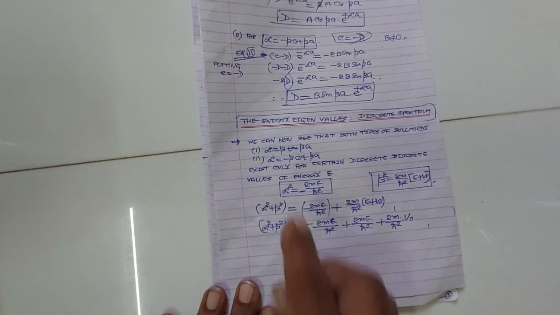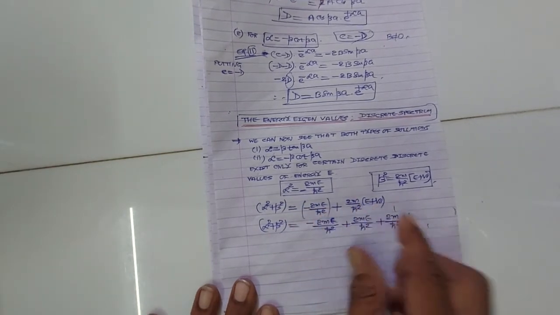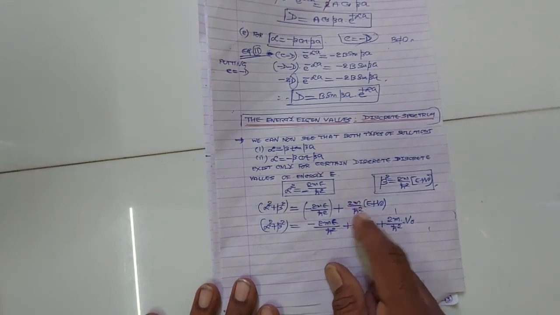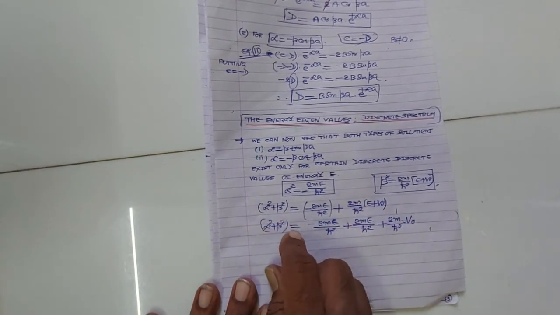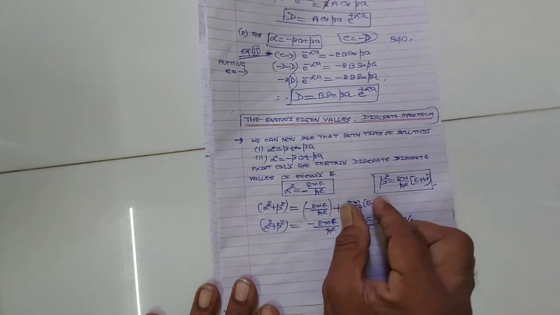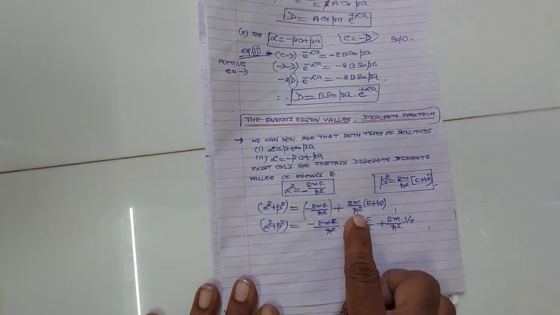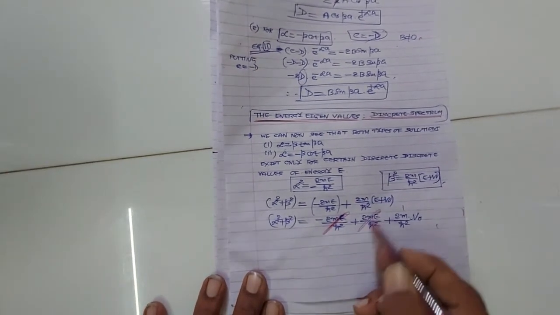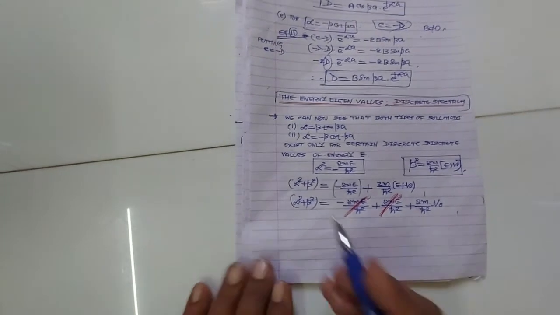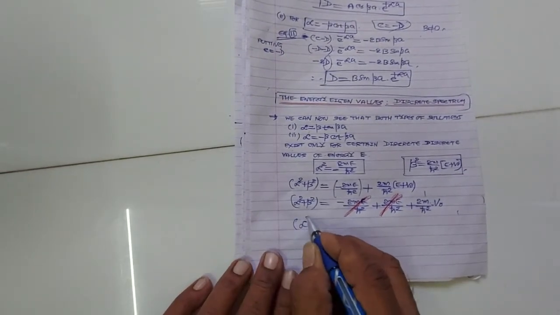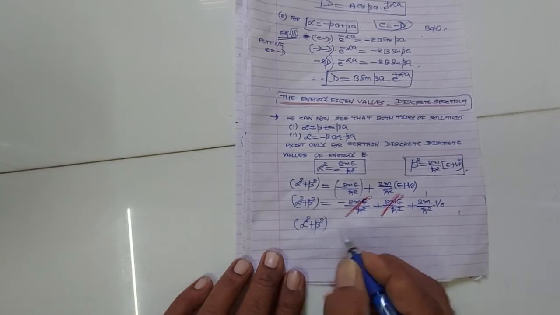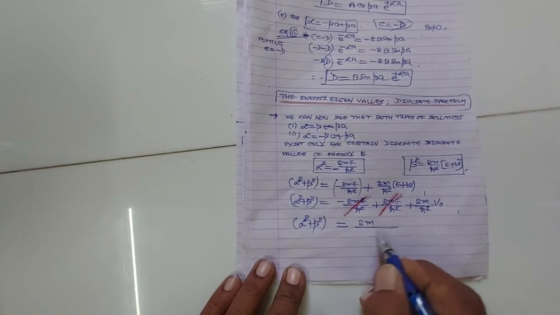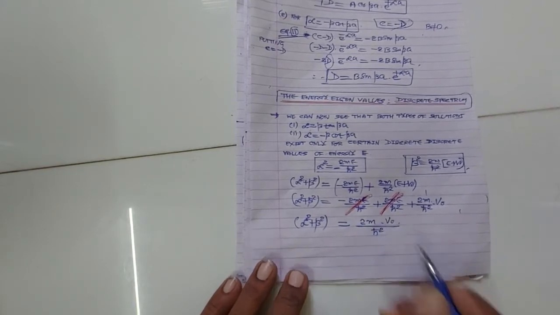So alpha square plus beta square is minus 2m upon h cross square. I separate this term into two parts: 2mE upon h cross square plus 2mV0 upon h cross square. Now the minus 2mE upon h cross square and plus 2mE upon h cross square cancel out. So alpha square plus beta square is equal to 2m upon h cross square into V0.